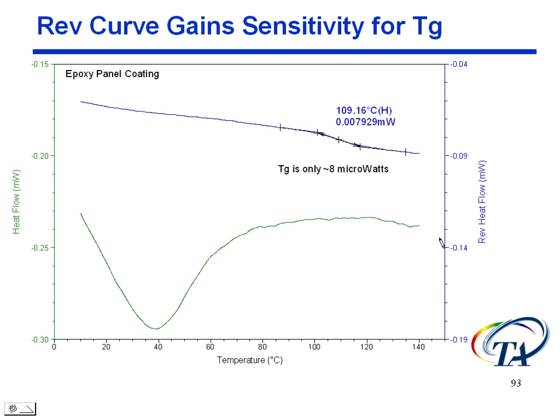We run that with modulated DSC and look at the reversing curve, we see a nice step change in this reversing curve. Now that step change is only about 8 microwatts. It's a very small step.